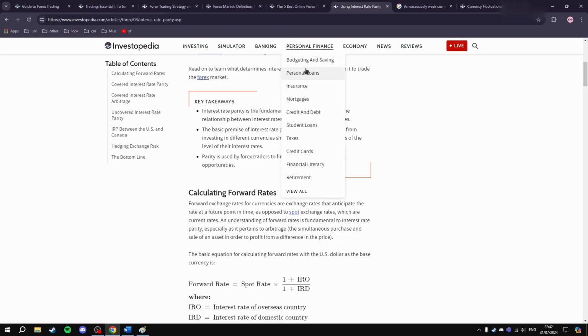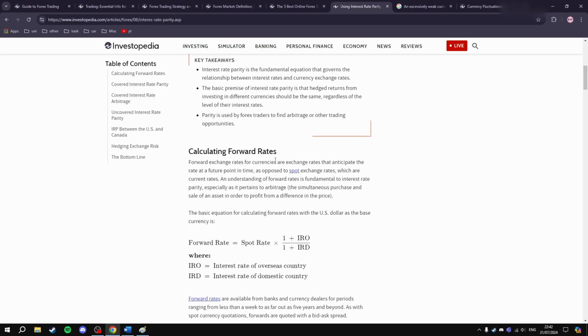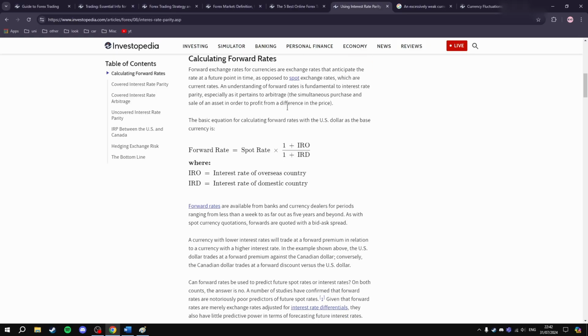Key takeaways: interest rate parity is the fundamental equation that governs the relationship between interest rates and currency exchange rates. The basic premise of interest rate parity is that hedged returns from investing in different currencies should be the same, regardless of the level of their interest rates. Parity is used by Forex traders to find arbitrage or other trading opportunities.